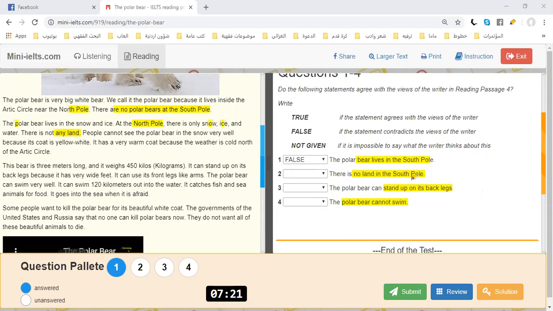What about the South Pole? Well, he didn't mention anything about the South Pole. There's nothing stated about the South Pole in the passage.